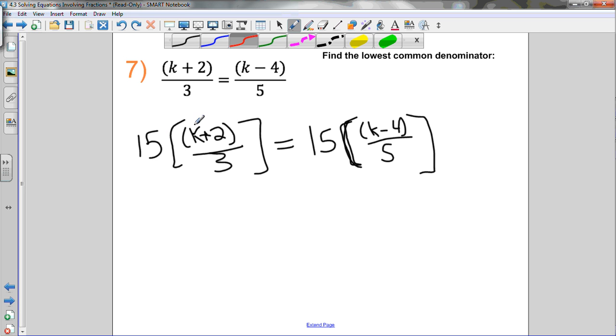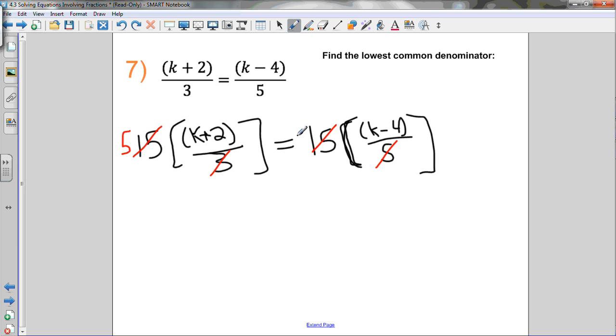So I have a 15 times k plus 2 divided by 3. So I have a 15 divided by 3. That simplifies to 5. On this side, I have 15 times k minus 4 divided by 5. So I have a 15 divided by 5. That simplifies to 3. So my fractions are gone. I'm left with a 5 times k plus 2 equals 3 times k minus 4.